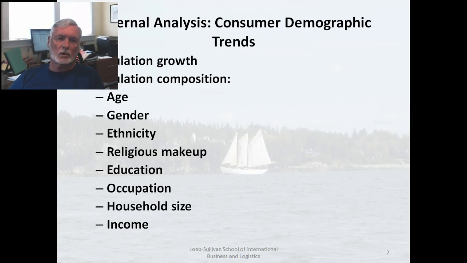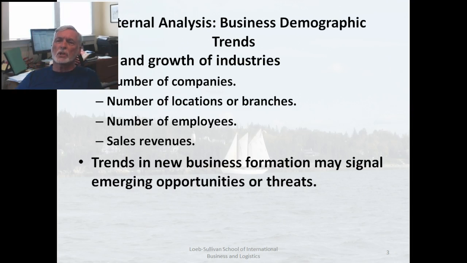We need to know what's going on out there. On the business side, we need to know different kinds of things. We need to know how many companies are in the industry I'm targeting. How many locations or branches do they have? How many employees do they have? How big are they? What are their sales? Are there new businesses forming in the target that we're looking at, or is it shrinking? Is there consolidation going on? So that kind of stuff is important because it's going to inform how we design our product, but also how we price our product and where we're going to place our product. All of those four P's have a lot to do with who it is we're targeting and what they look like.